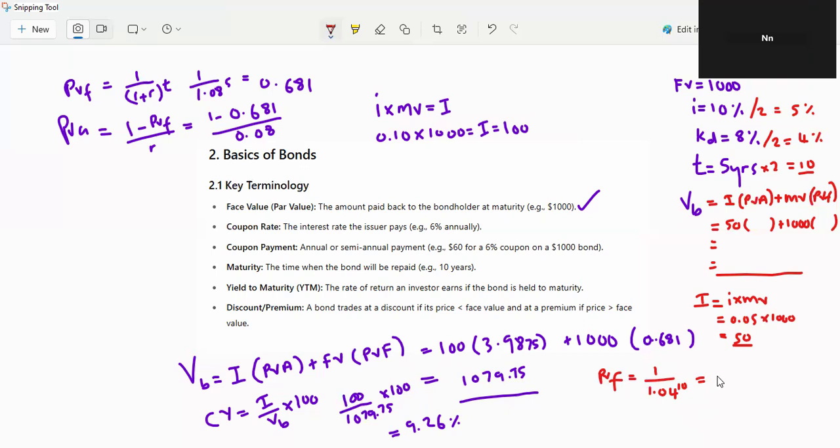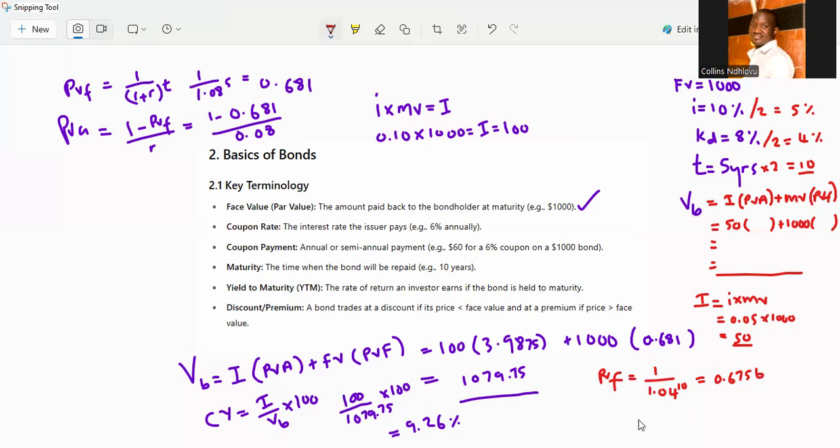0.6756. 0.6786. 6756. What is 5 and 6? 56? Yes. 0.6756. 6756.